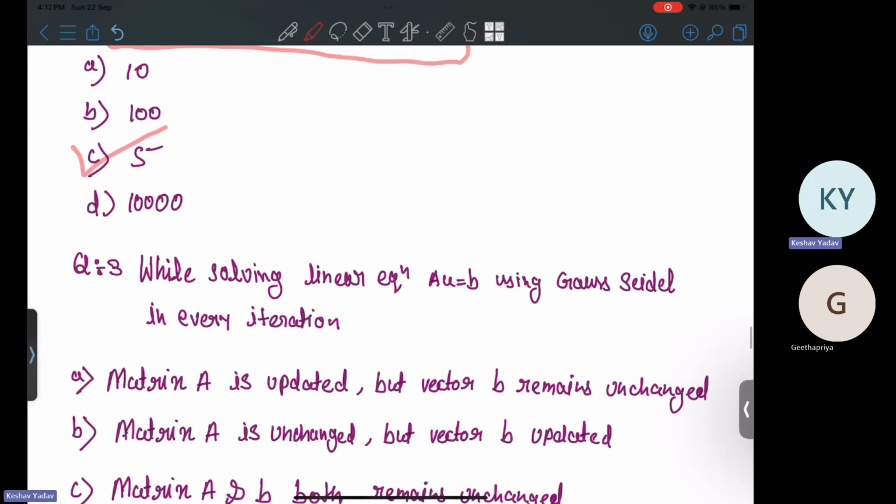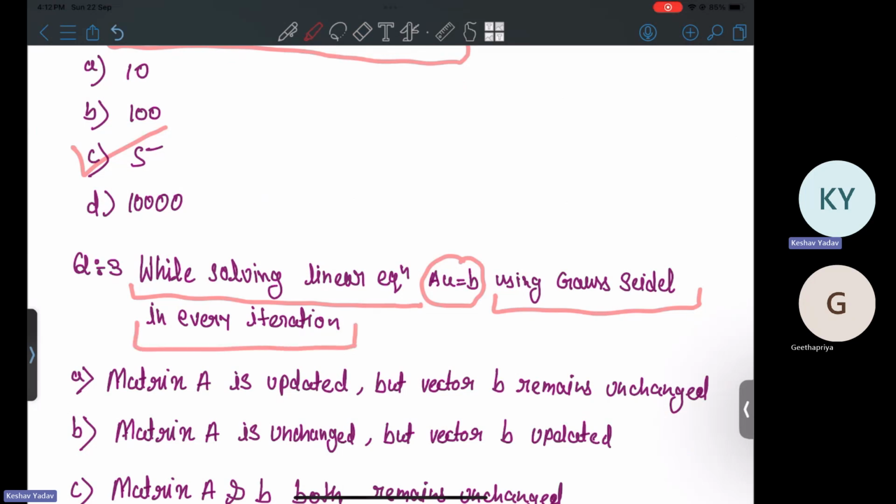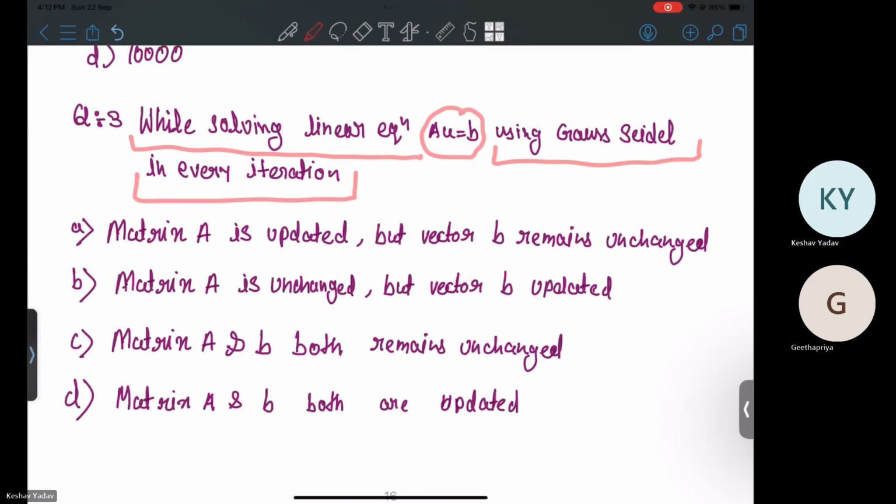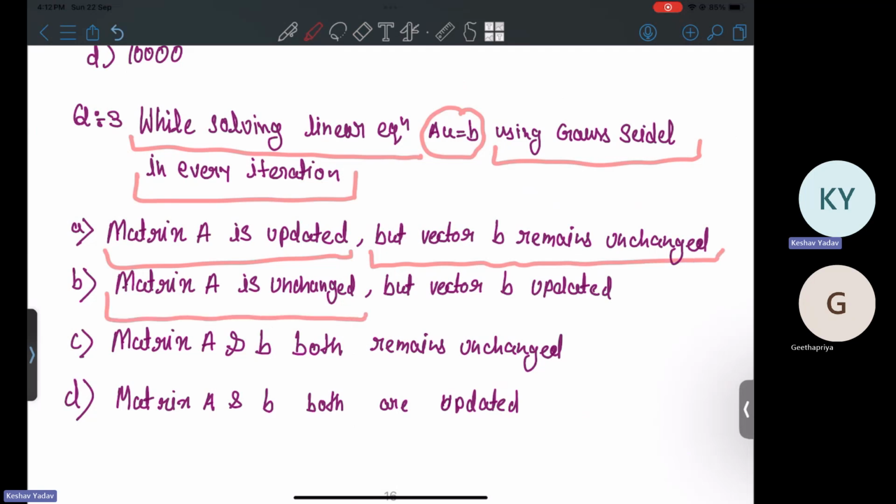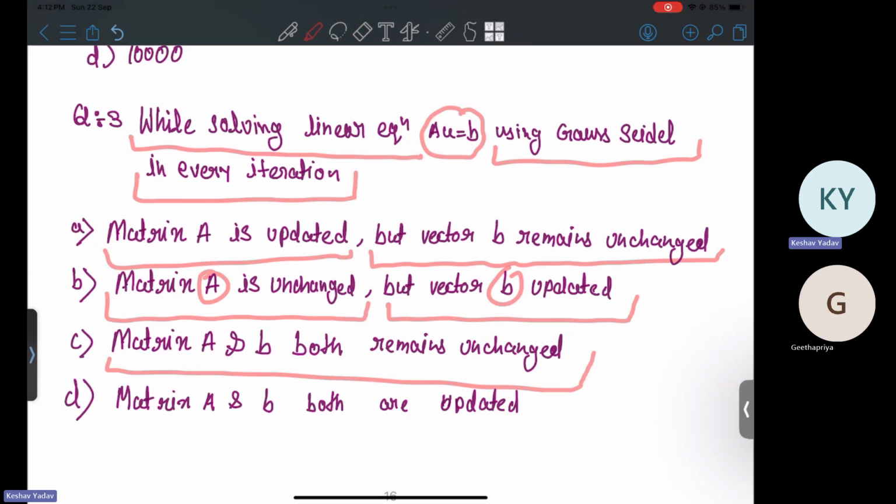Now the next question. While solving the linear equation Au = b using the Gauss-Seidel method, in every iteration, which option will be correct? Matrix A will be updated but the vector b will remain unchanged; or A will be unchanged but b will be updated; or both A and B will be unchanged; or both A and B will be updated. Okay, both will remain unchanged.